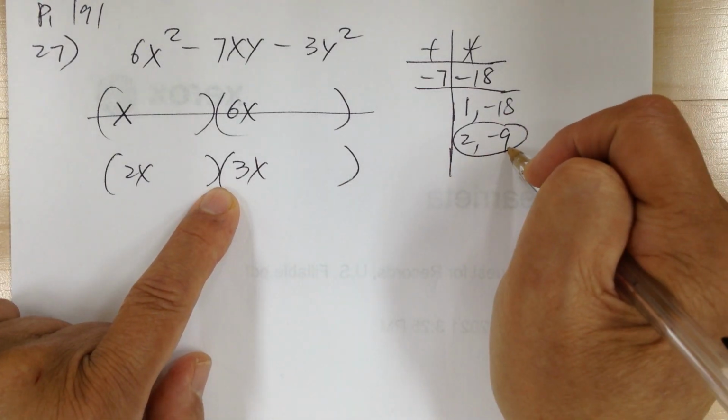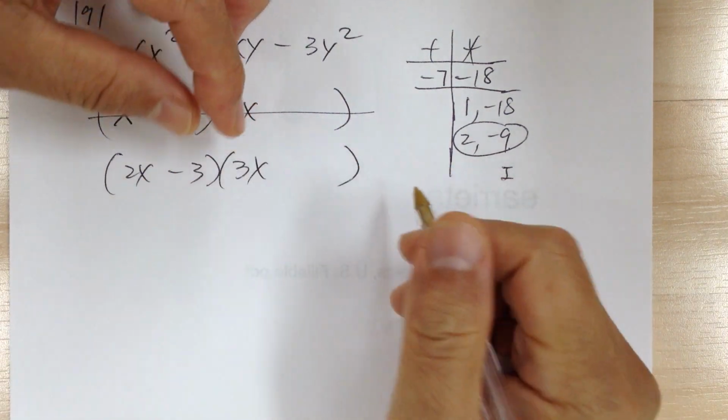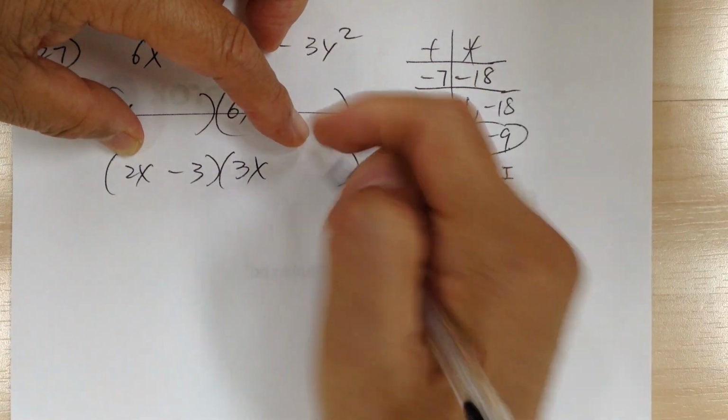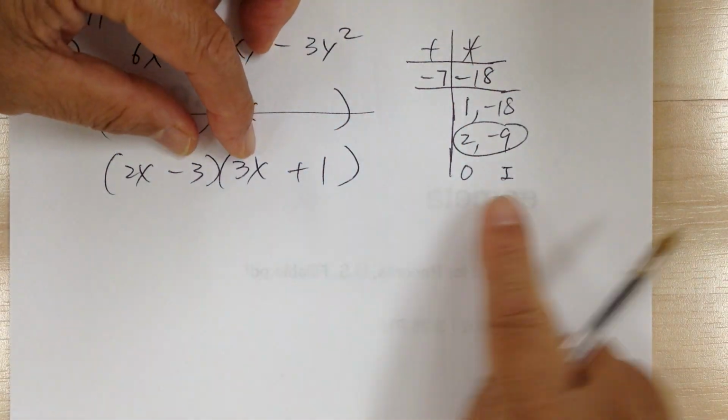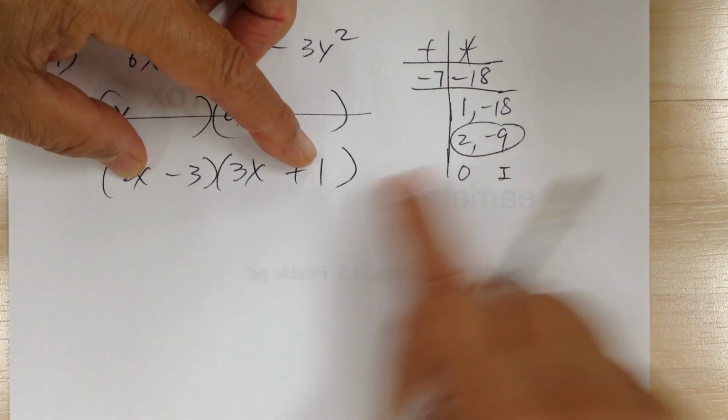This is the multiple of 3, so this has to be the inside. So it would be minus 3, right? 3 times negative 3 gives you negative 9. And this would be outside, so it would be plus 1, right? So you can multiply, you get that. Multiply, you get that. So inside, outside. Okay.